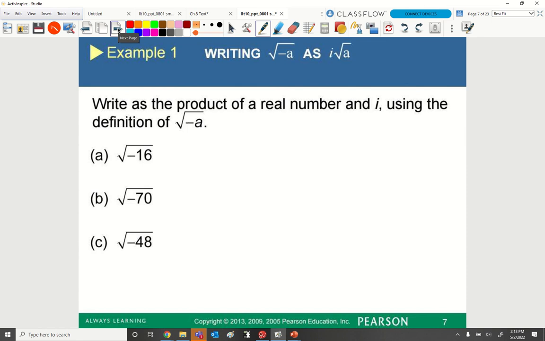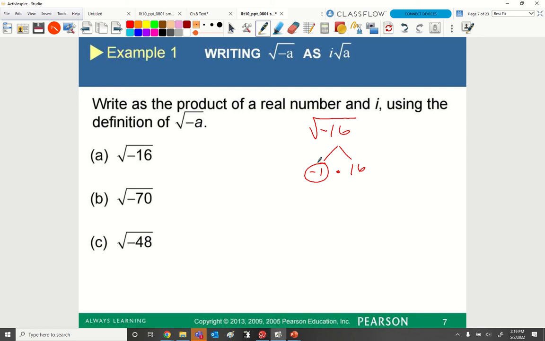So you can do this 2 ways. You can do it in the calculator, but I highly recommend doing this by hand because you've got to know your numbers. You really do. So what I'm going to do is break down the square root of negative 16 into 2 things. I break it down like this: negative 1 times 16. What is the square root of negative 1? It's i, right?